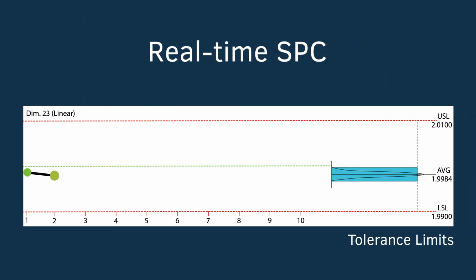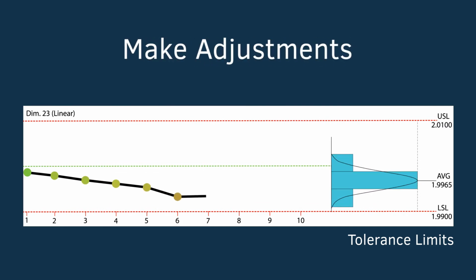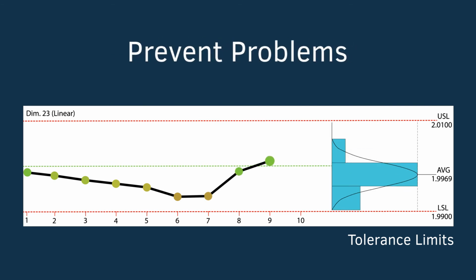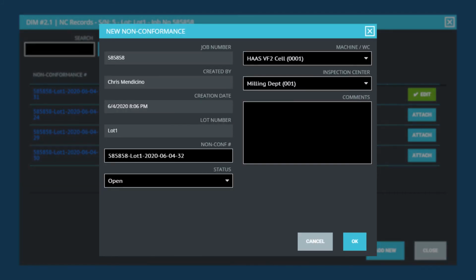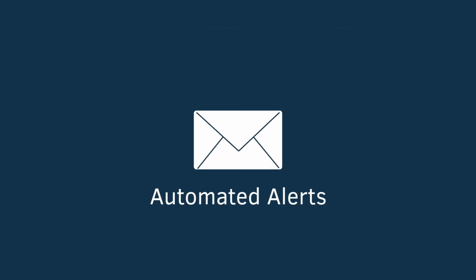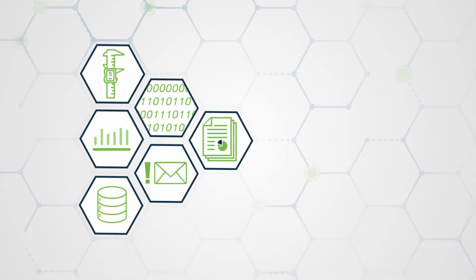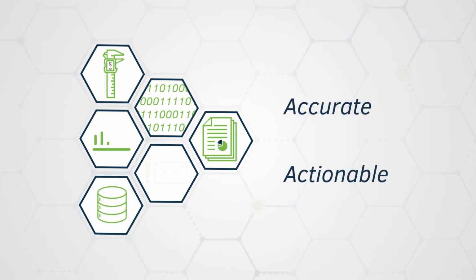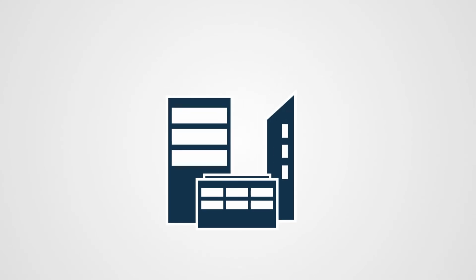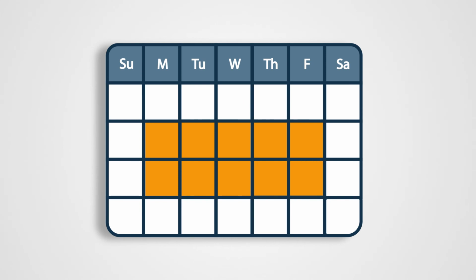In-process inspection results can be monitored in real time to identify undesirable trends, make necessary adjustments, and prevent problems before they occur. If a feature doesn't pass inspection, NCRs can be immediately generated, and automated alerts keep your management teams informed, no matter where they are. All of these tools add up to one incredible result: accurate and actionable inspection data in a fraction of the time. Our clients report an average 5 to 10 times efficiency increase, meaning projects that took 10 business days to complete are now finished in just one.